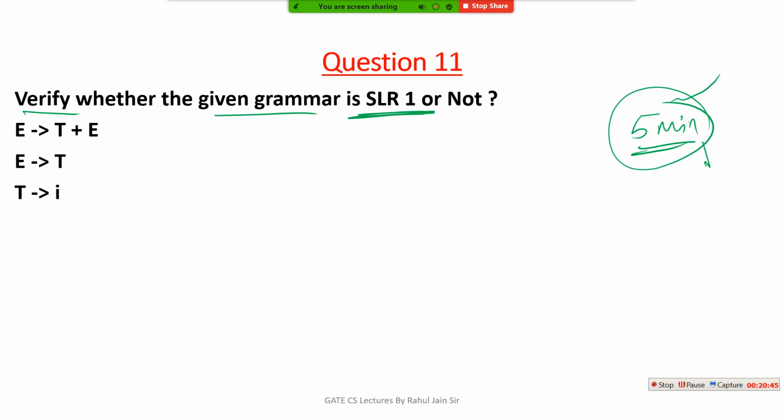The steps are very clear to you. First, make the DFA. After, try the parsing table. If the parsing table doesn't have any reduce conflict or shift reduce conflict, you can conclude that it is SLR1, otherwise it is not SLR1, depending on the parsing table conditions. So solve this question number 11. I am giving you 5 minutes. All candidates, please solve.